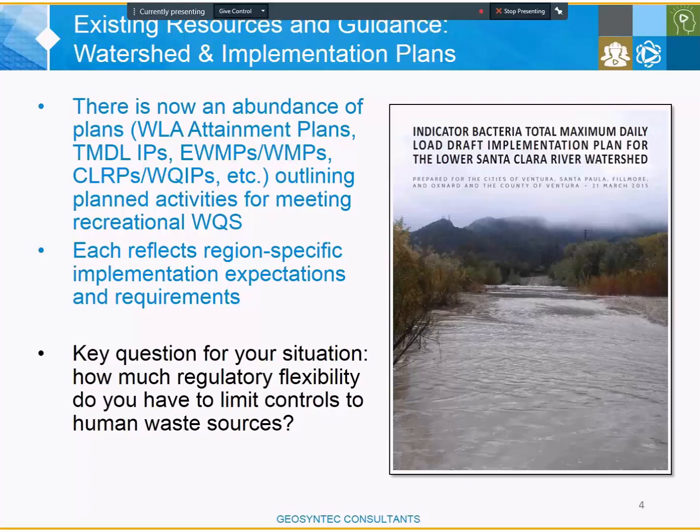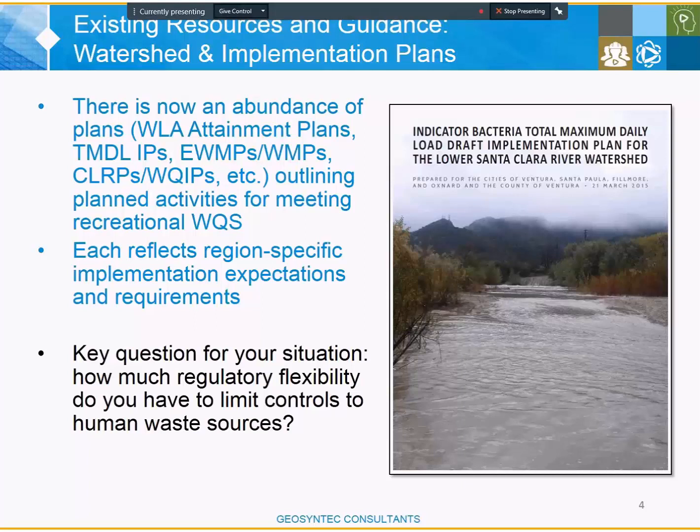So a key question as you start down the road of bacteria control planning is, how much regulatory flexibility do you have to limit your controls to essentially pathogen sources, which are what affects recreational public health, or are you actually held to controlling all sources of fecal indicator bacteria? That's a fundamental starting point. Without the answer to that question, it's hard to move on intelligibly.